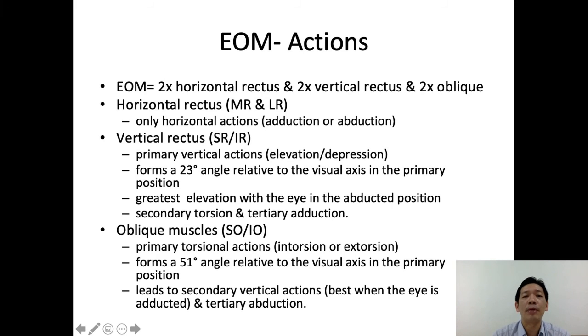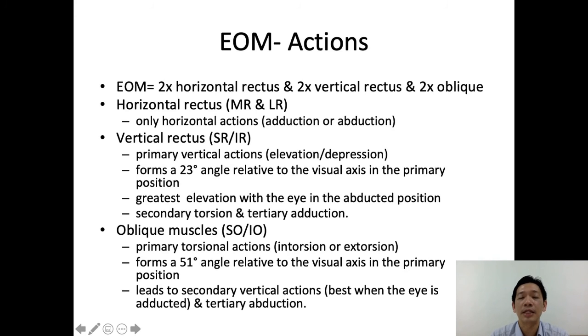Okay, so the primary vertical action is elevation by the superior rectus and depression by your inferior rectus. Then the next statement you have to say: the greatest elevation with the eye by your superior rectus is in the abducted position. Same for your inferior rectus, whose primary action is depression, but the greatest depression is in the abducted position. Okay, this statement is actually responsible for the cardinal positions of the eye that we usually use when we check extraocular muscle movement. And also because of these angulations, you have a secondary torsion and also tertiary adduction motions.